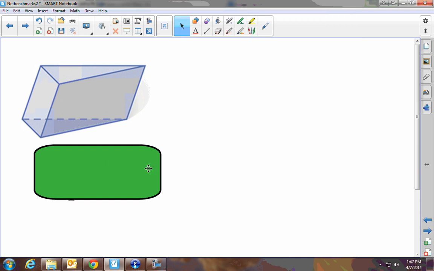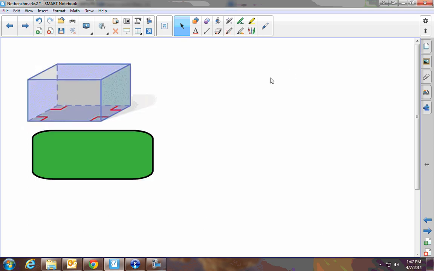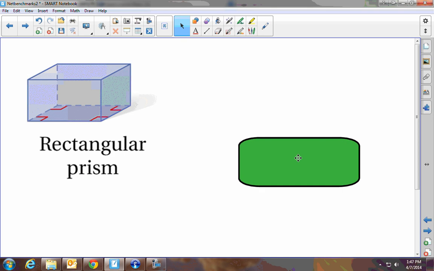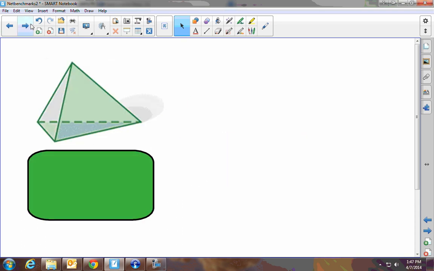This shape here is a triangular prism. Okay? What about this shape? Think about it for a moment. What is it? It's a rectangular prism. This one, 1, 2, 3, 4, 5 sides, so you should know this is a pentagonal prism.